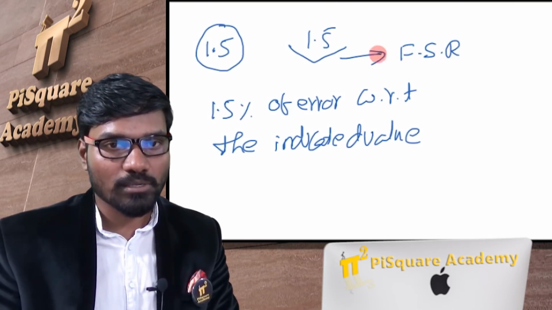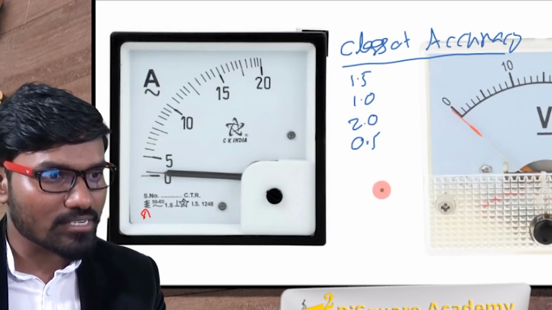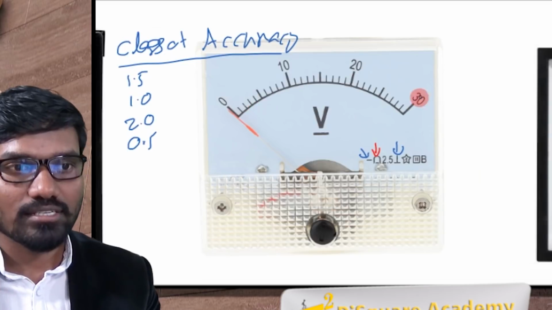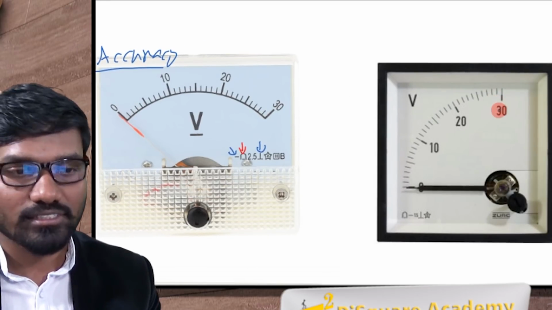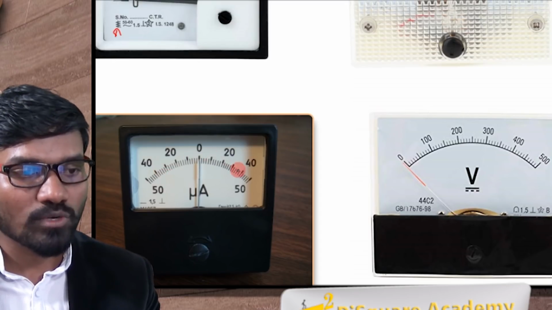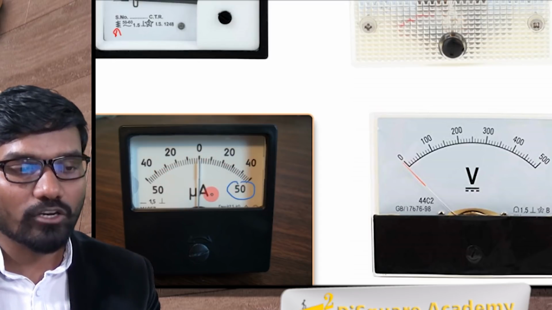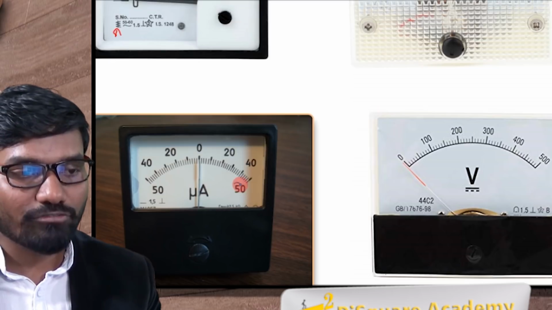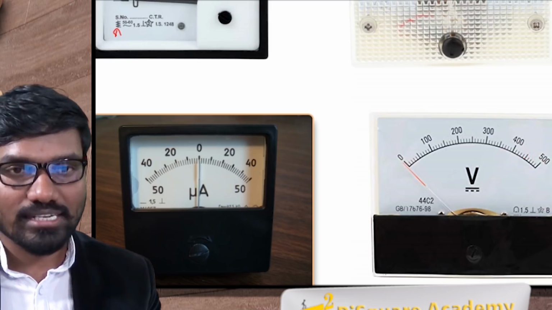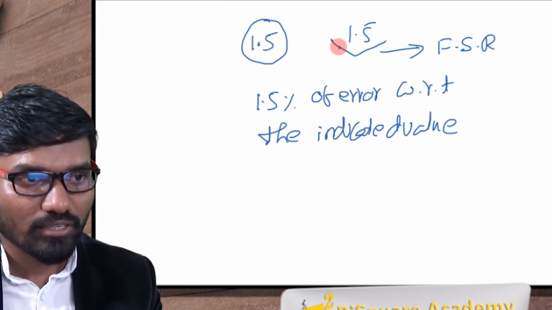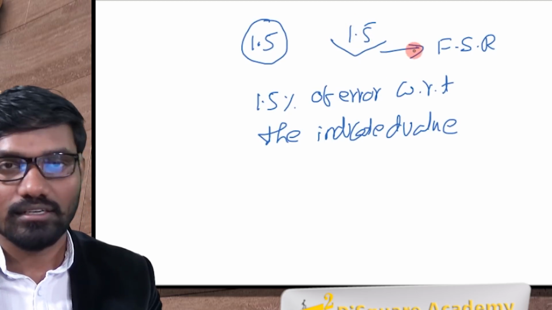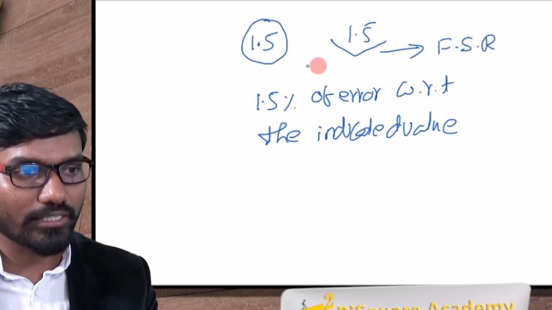Full scale reading of the instrument means, if I take the meters, what is the full scale value for this? For this it is 20. For this it is 30. For this also it is 30. For this, you tell me, this is the 0 centimeter. For this, what is the full scale? 50 microampere. So this is 50 microampere. Here 500. They are the full scale readings. So if it is given a symbol like this, then error is with respect to the full scale reading.